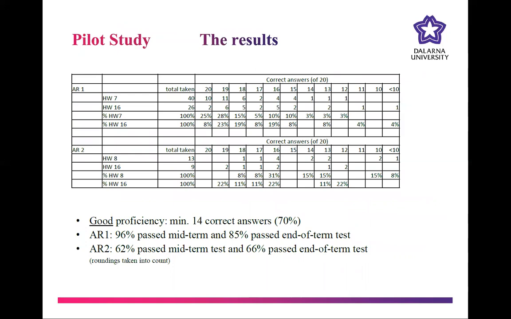And here we have the results of the tests. That is, how many students took the tests and the breakdown of how many correct answers were given. A good proficiency level was estimated at minimum 14 correct answers. That's to say 70% of the total questions. And as you can see, for Arabic 1, this resulted in approximately 96 and 85% of the students passing the 2 tests. For Arabic 2, the percentages are significantly lower, 62% and 66%.